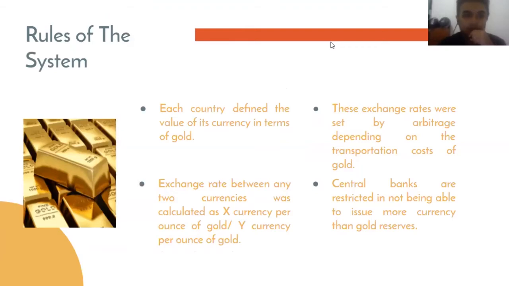Here are the rules of the system. Number one, each country defined the value of its currency in terms of gold. Number two, the exchange rate between any two currencies was calculated as X currency per ounce of gold divided by Y currency per ounce of gold. Number three, the exchange rates were set by arbitrage depending on the transportation costs of gold. Rule number four, central banks were restricted from issuing more currency than gold reserves.